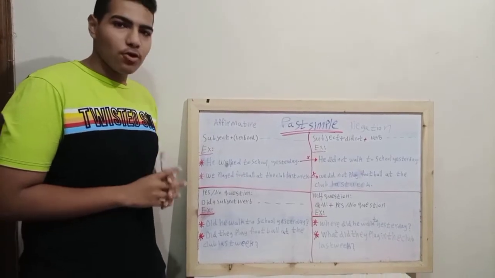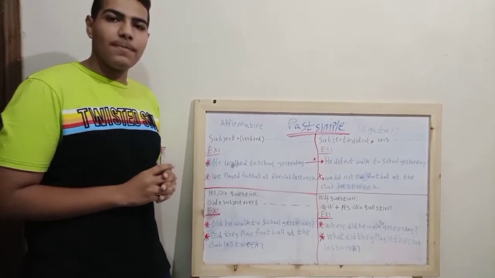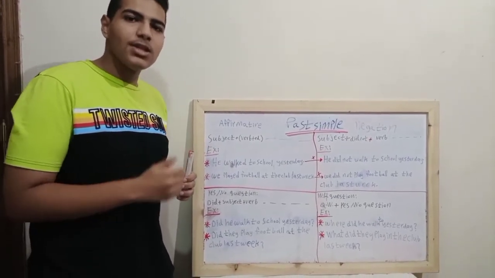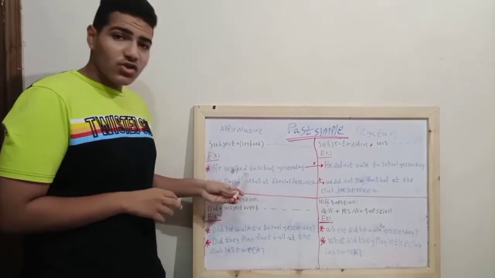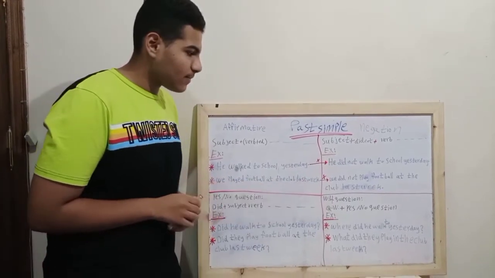Let's begin with the affirmative. The affirmative consists of the subject plus the verb in the past form, and if the sentence needs an object or a complement, you can add them too. For example, he walked to school yesterday. We played football at the club last week.